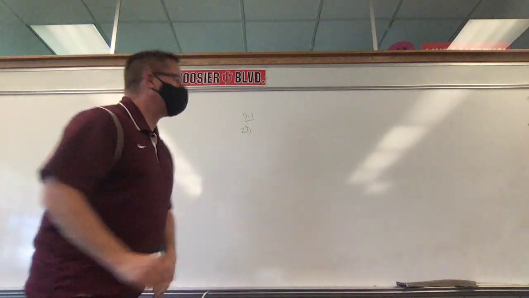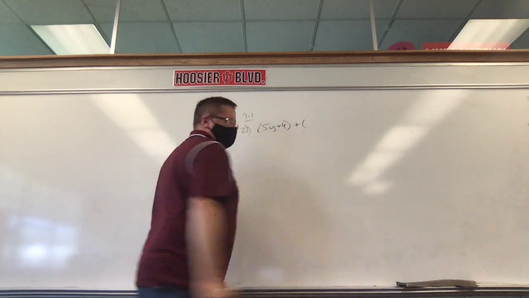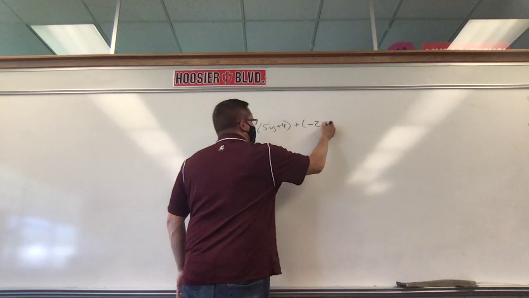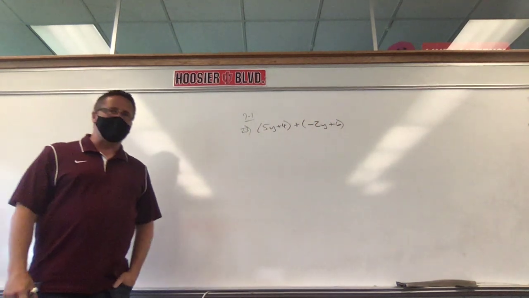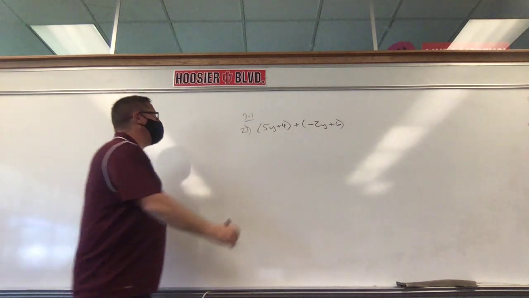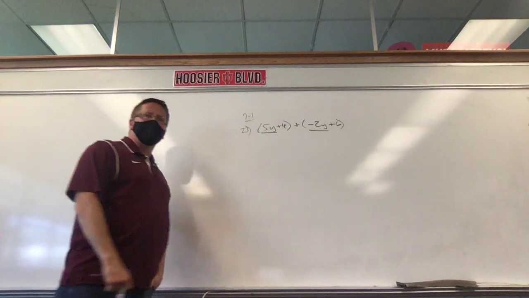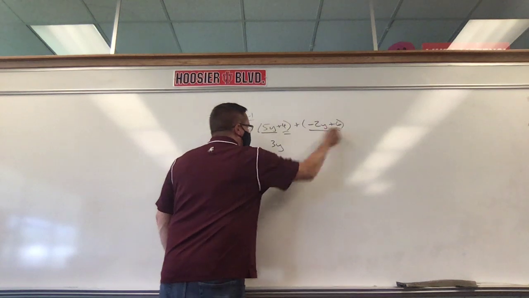So on number 23, we have 5y plus 4 plus something. Plus what? Negative 2y plus 6. All we're doing is adding like terms. It should take you longer to write down the problem than it is to come up with the answer. What am I going to add to 5y? Negative 2y. What's 5 and negative 2? 3 what? 3 y's, and then 4 and 6 is 10.